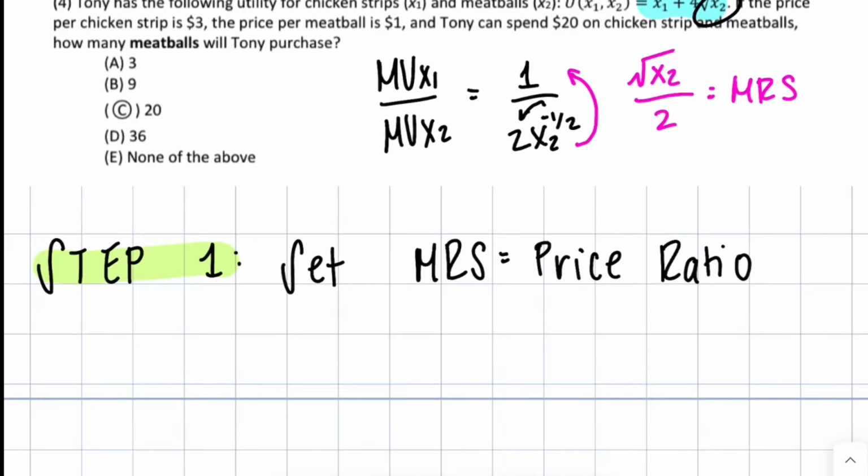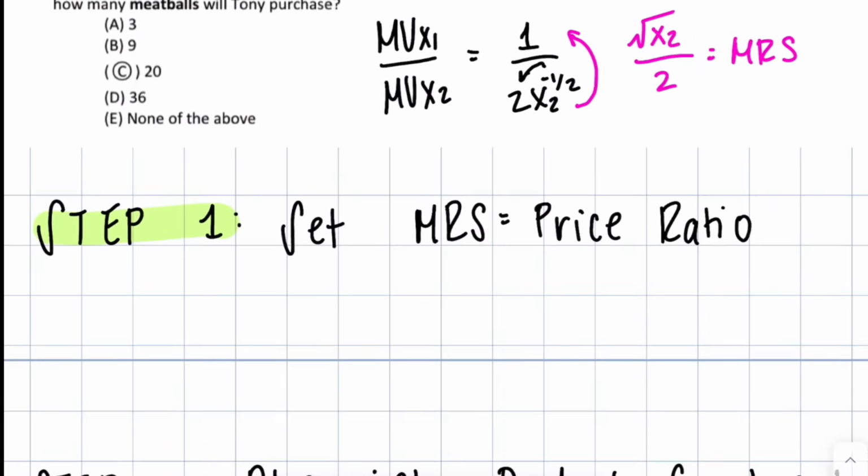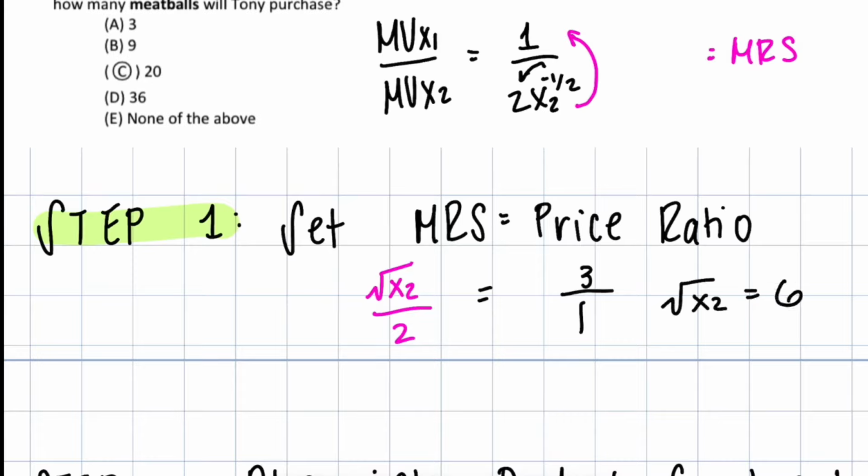Since we're solving it like Cobb-Douglas, we already know the first step is to set that MRS equal to the price ratio. So our MRS is here, and then our price ratio is 3 over 1. Set these equal to each other, and we're going to have root x2 equals 6 after cross multiplying. Square both sides to get rid of that root. We have our optimal amount of x2 equals 36.